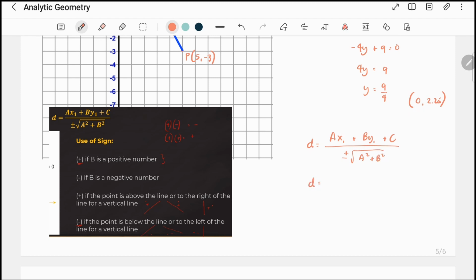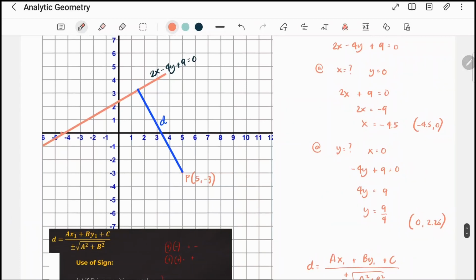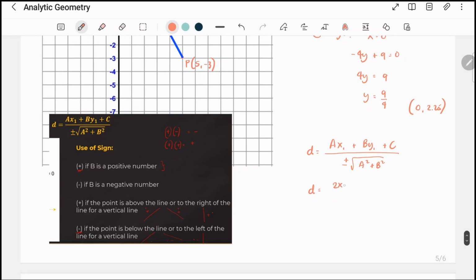Okay, so substitute muna natin sa taas yung ating equation ng ating line. So, bale, this is 2x minus 4y. Ito yun, no? 2x minus 4y plus 9. So, 2x minus 4y plus 9 divided by square root of, yung ating a dito is 2, then squared, plus b natin dito is negative 4, then squared.